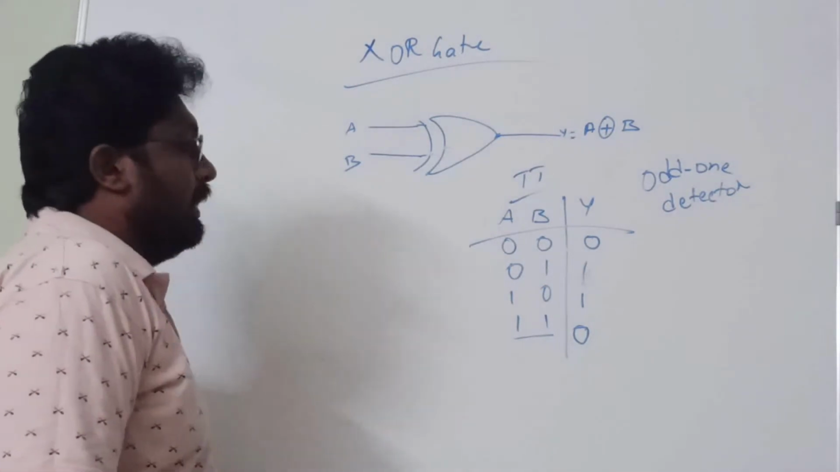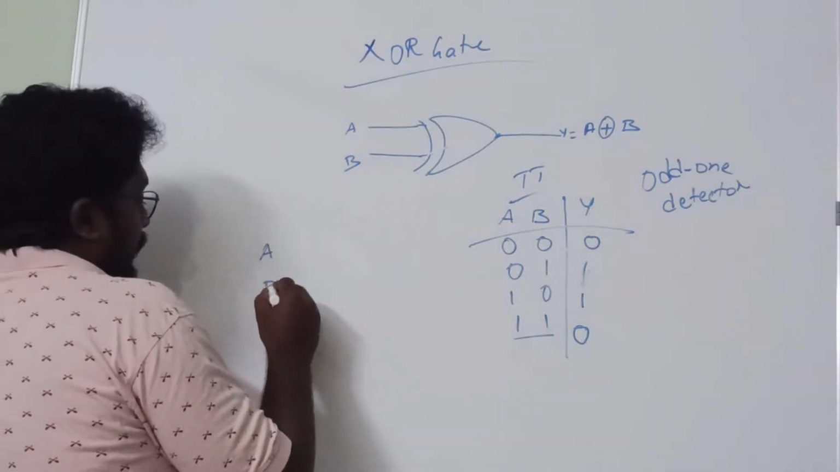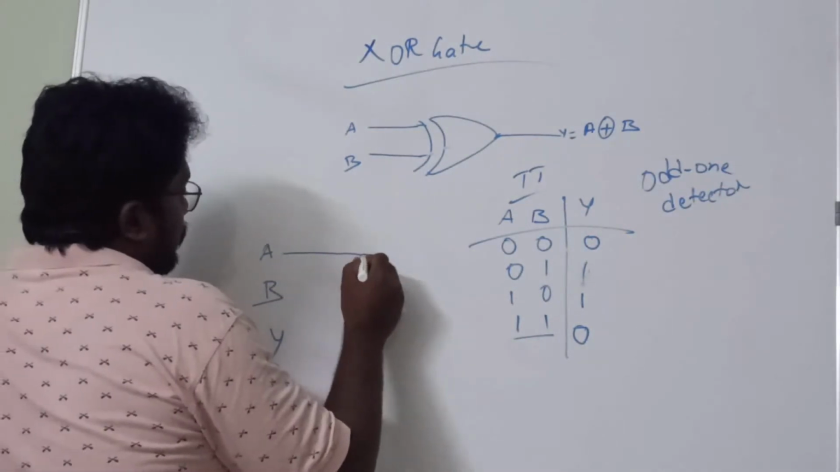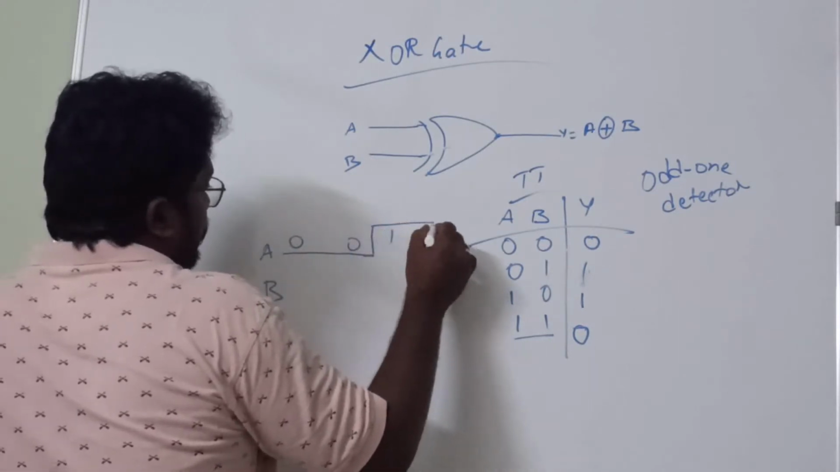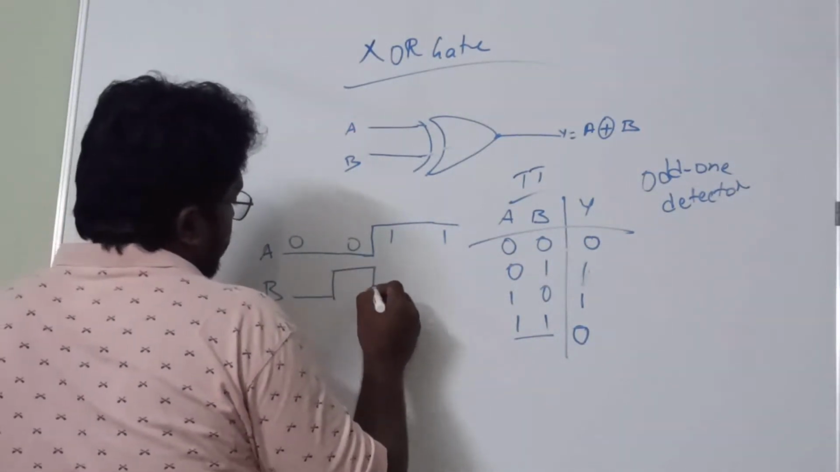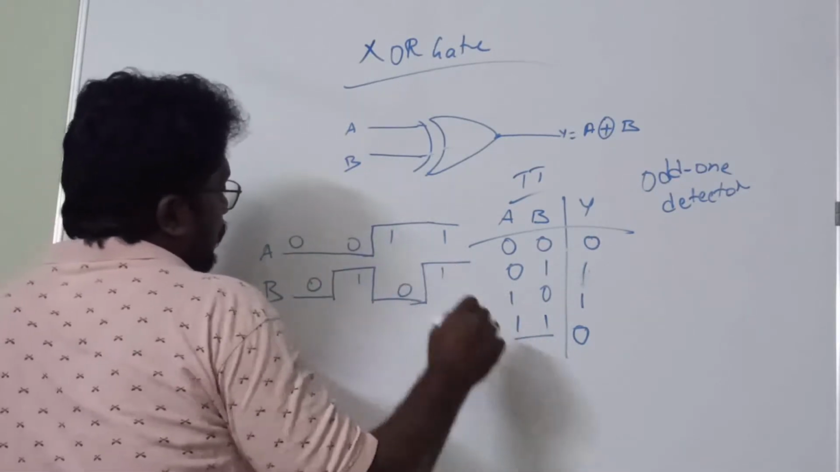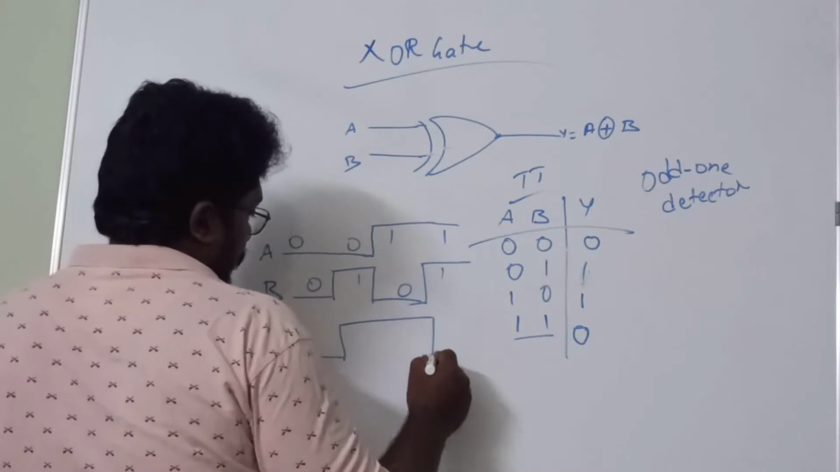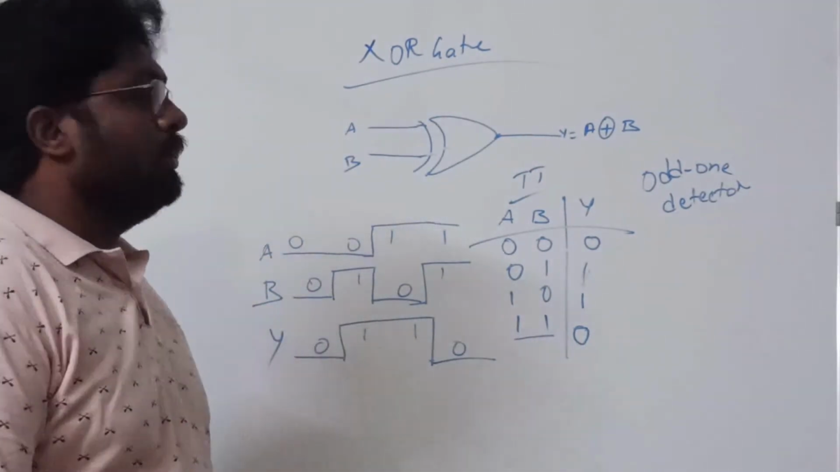The timing diagram for this XOR gate is that here we are having two inputs A, B and the output Y. So first 0 0, 1 1, 0 0, 1 and 1, 0, 1, 0 and 1 0 1 0 1, and the output will be like this: 0 1 1 and 0 0 1 1 0. And this is about the XOR gate.